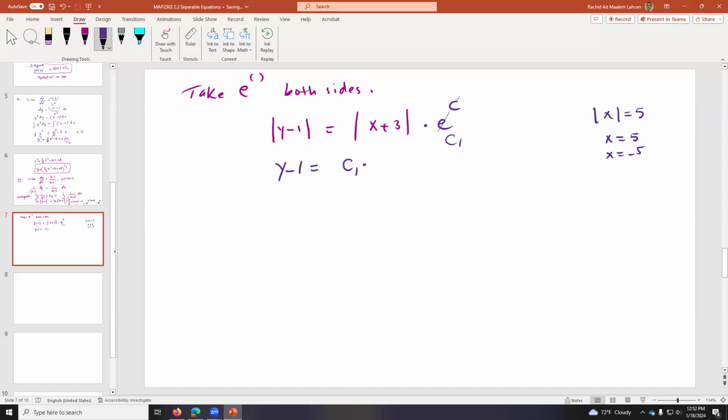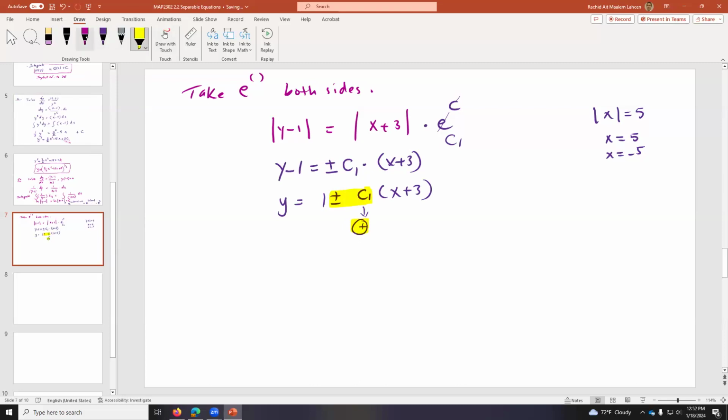And if I want to remove the absolute value from both sides, when you did this in algebra, you needed to have plus or minus on either side. So that means y equals 1 plus or minus this constant times x plus 3. Here, C1, we know it's positive, right? And we can go further because we have this plus or minus, and we have a constant c that is positive.